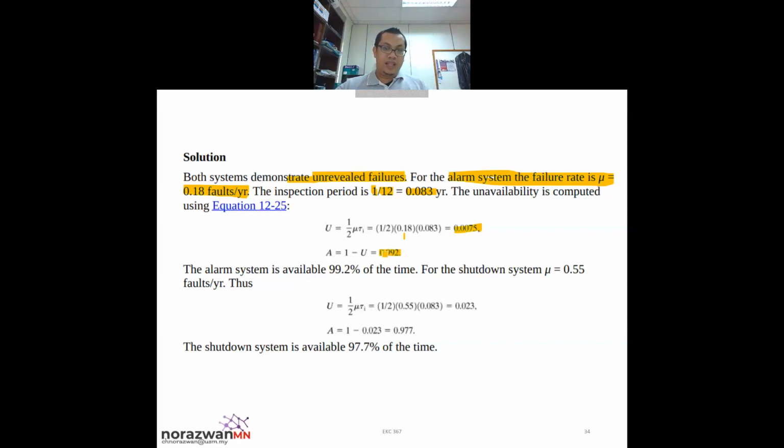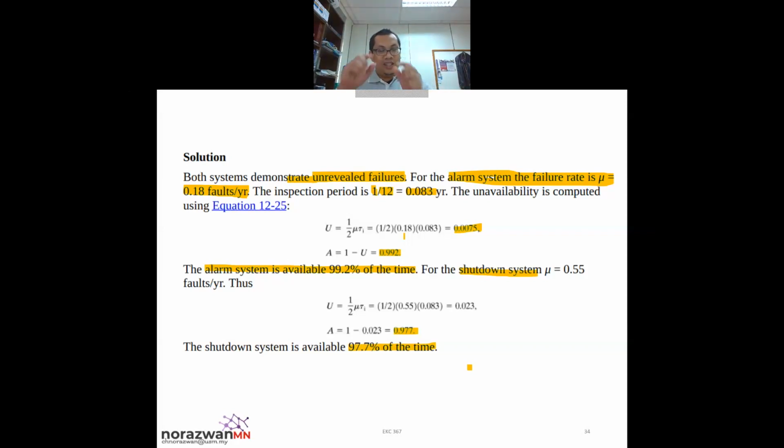So your availability is 0.992. The alarm system is available 99.2% of the time, which means almost all the time the alarm system is ready. Then for your shutdown system, it is U and A, 0.977. So the shutdown system is available 97.7% of the time.